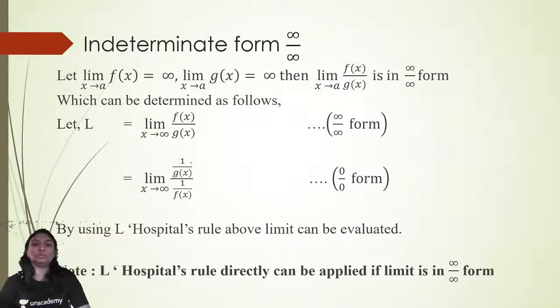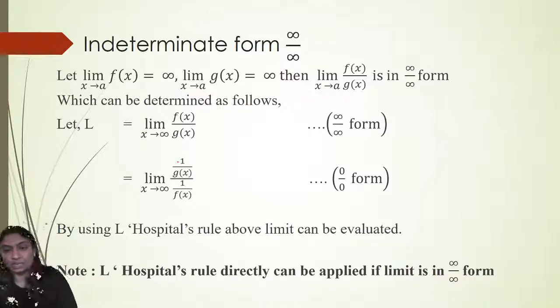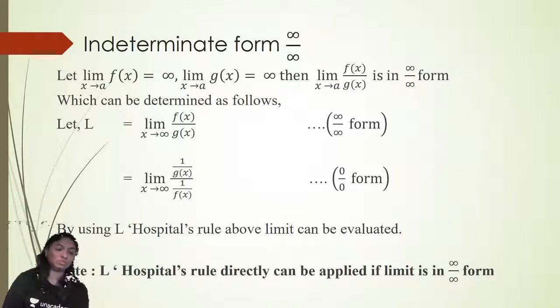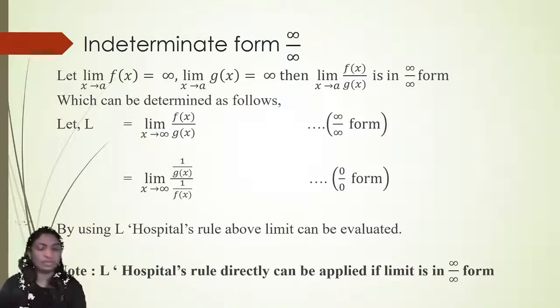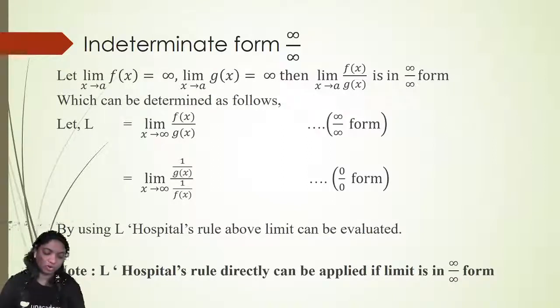Let limit L is equal to limit as x tends to a, f of x upon g of x. It is infinity upon infinity form. So we can convert this into the form 1 upon g of x upon 1 upon f of x. It means we are converting the infinity upon infinity form into 0 upon 0 form. So again we apply the same way, by using L'Hospital rule. Now note that L'Hospital rule can be applied directly if the limit is in the infinity upon infinity form. This is very important.